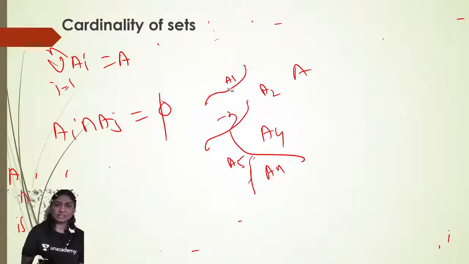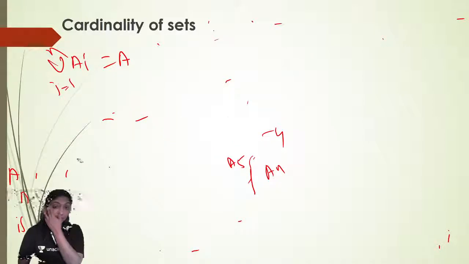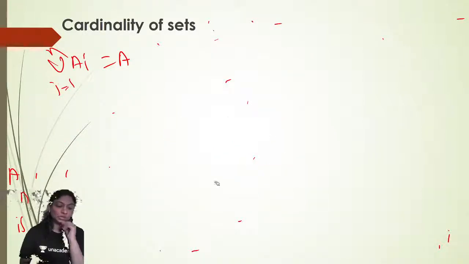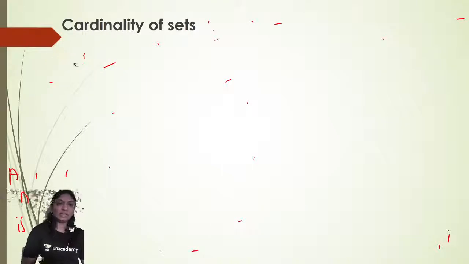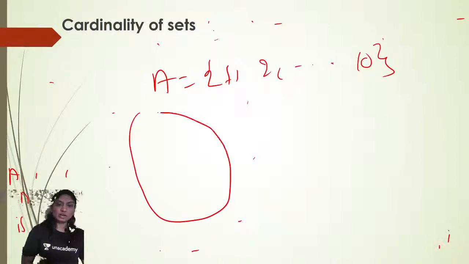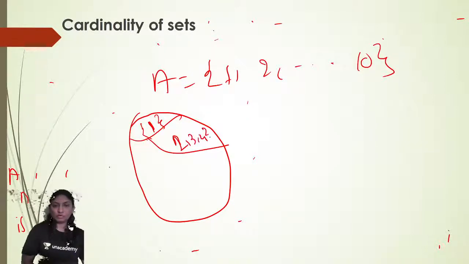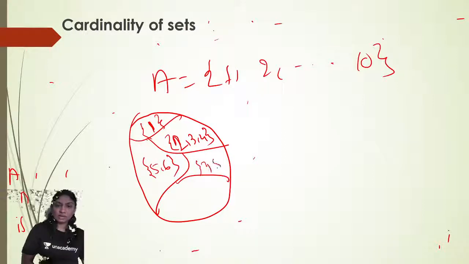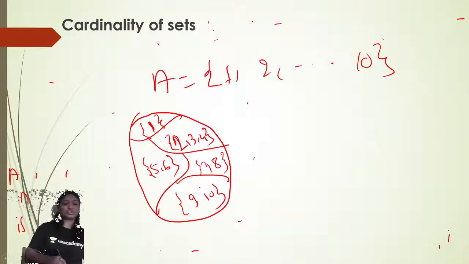You can take any set. I will tell you how to partition a given set A. Suppose A is equal to 1 to 10. So for a partition of A, we can write: suppose here the first set contains only one element, this set contains 2, 3, 4, this set contains 5, 6, this set contains 7, 8, and this set contains 9, 10. So this is a partition of the set A.